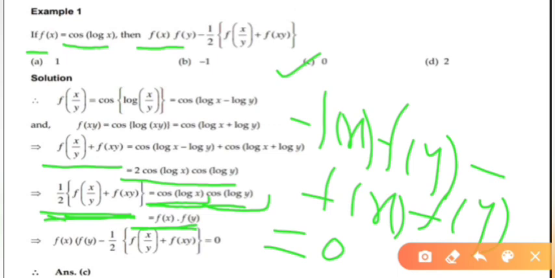Here we conclude our chapter, that is relations and functions, and in the next lecture series we are going to study introduction to trigonometric functions.